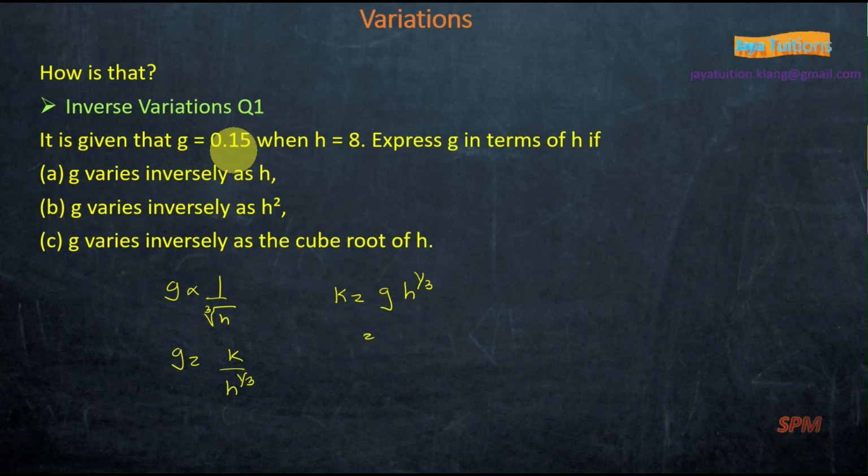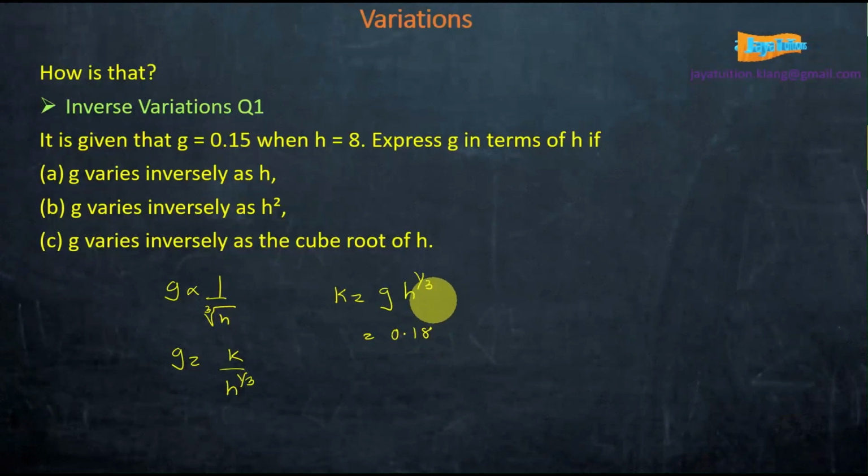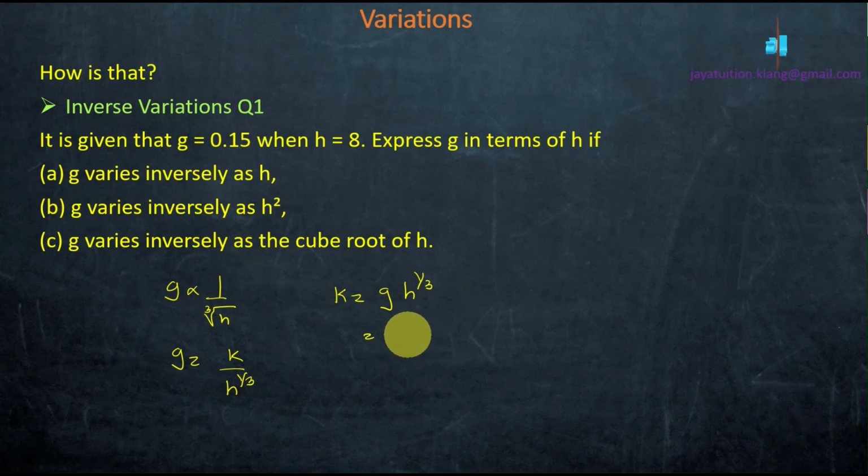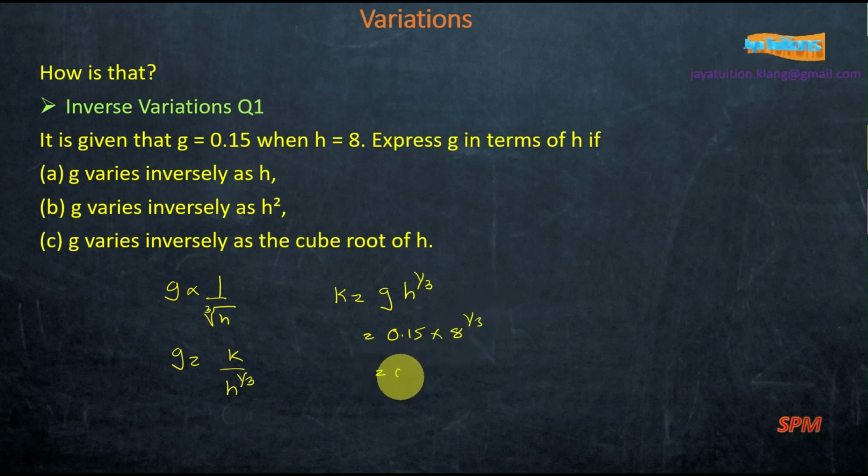Substitute the value of g and h. k is equal to 0.15 times h. h is 8, 8 to the power of 1 by 3. The cube root of 8 is 2. So this becomes equal to 0.15 times 2, which is nothing but equal to 0.3.